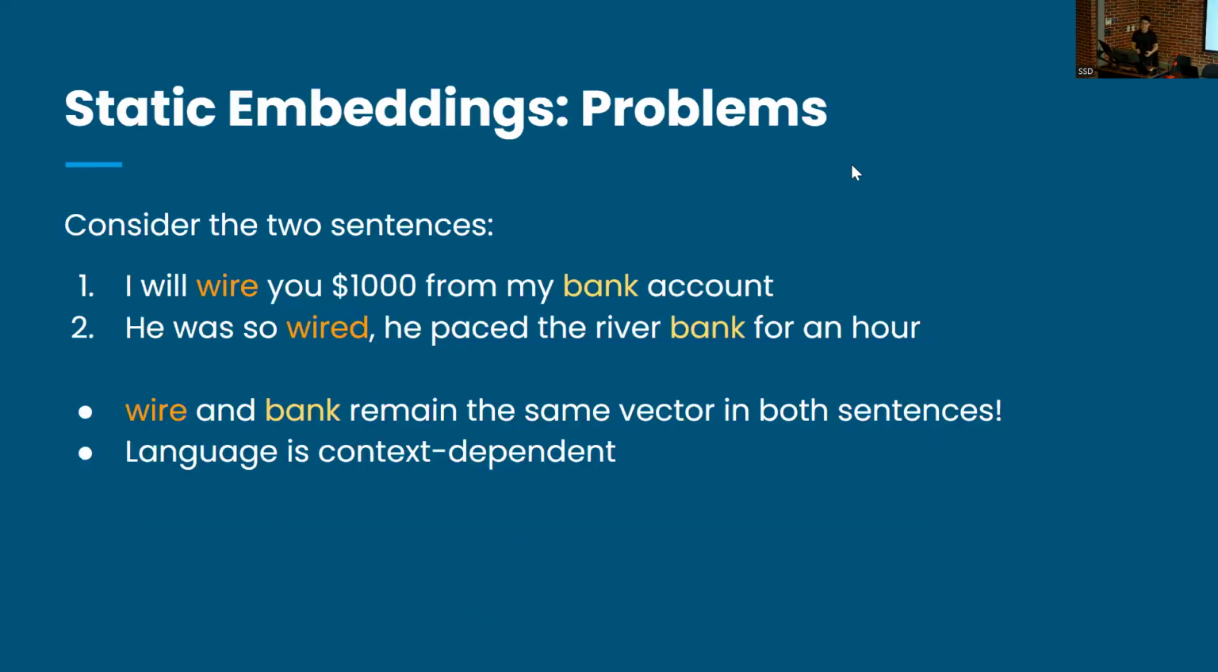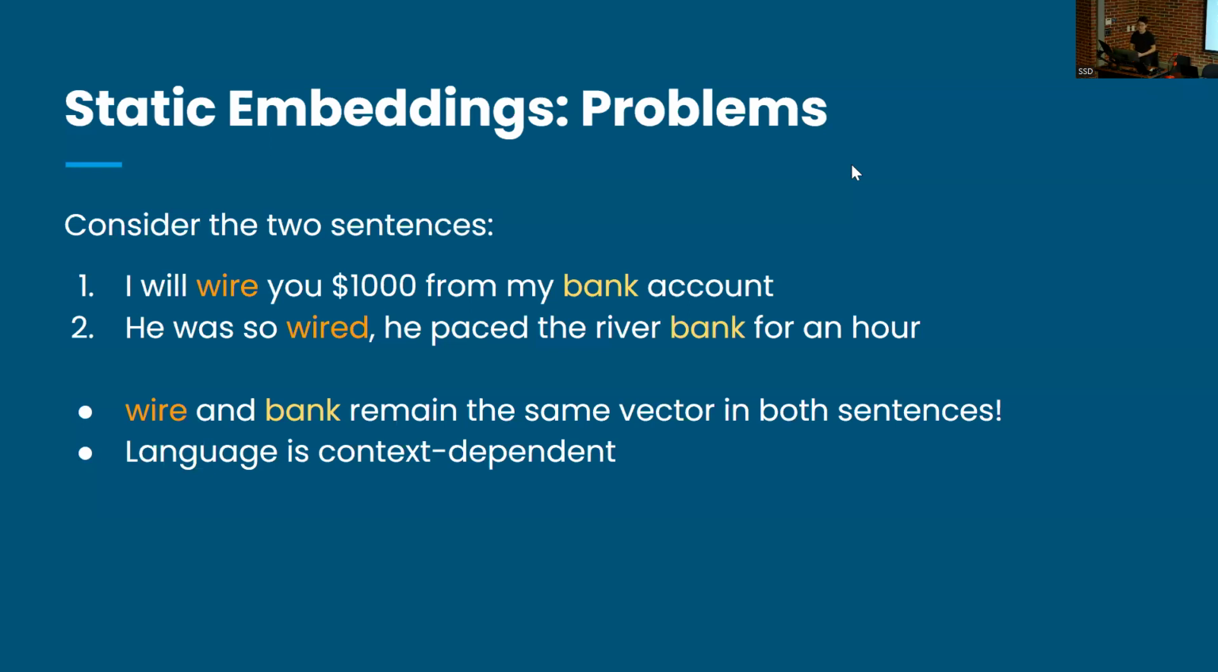Okay, so static embeddings work pretty well, to some extent, in that they capture relationships between things. But they do have some problems. This is really illustrated if you take examples of sentences. Here are two example sentences. The first is, "I will wire you $1,000 from my bank account." And the second is, "He was so wired, he paced the riverbank for an hour."